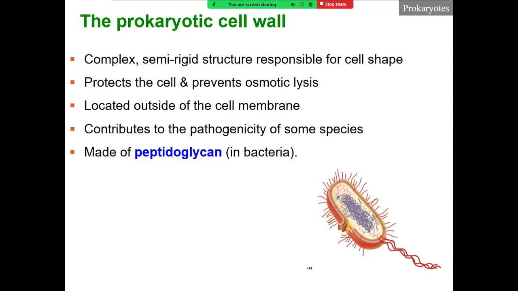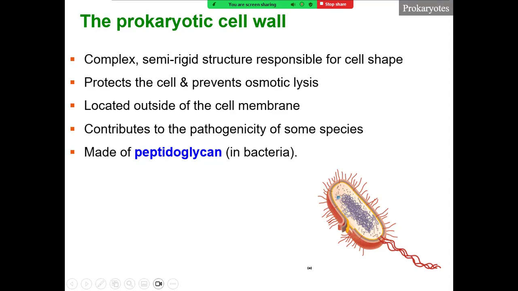Now, to have osmotic lysis, you have to have a cell where there's more water in the environment than is in the cell, and that way water will move into the cell. Unfortunately for bacteria, they're often found in environments where there's more water outside the cell than inside the cell, and so water tends to move into the cell. But the cell wall, if it's present, will protect the bacteria.